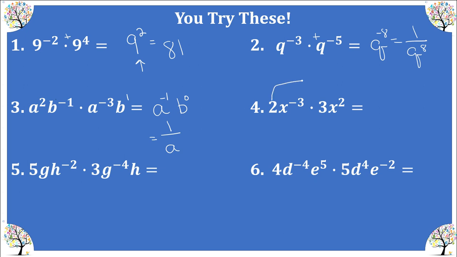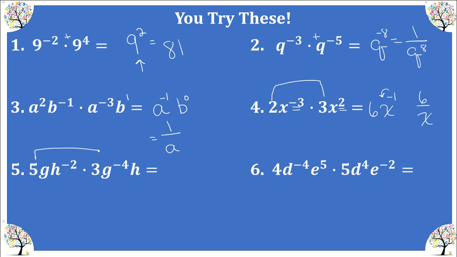Number 4, we have 2 times 3. That is 6. We're going to apply the product rule. Negative 3 plus 2 is negative 1. The negative 1 is only attached to the x. So we have 6 over x to the positive 1. You do not need to write in a positive 1.